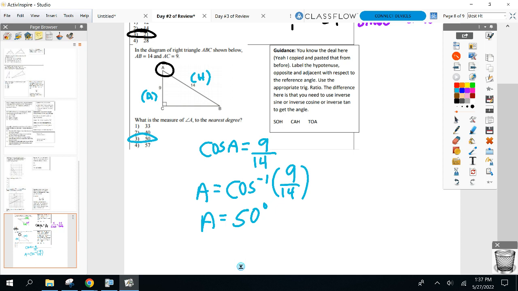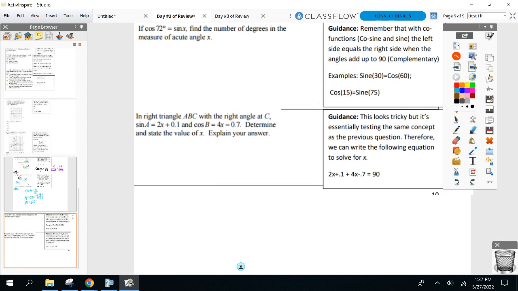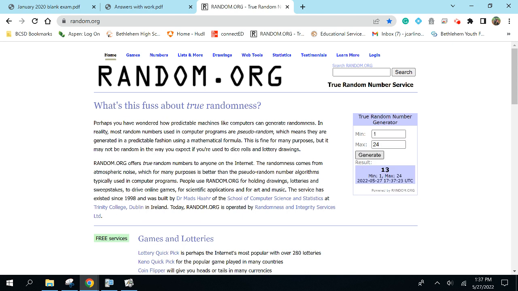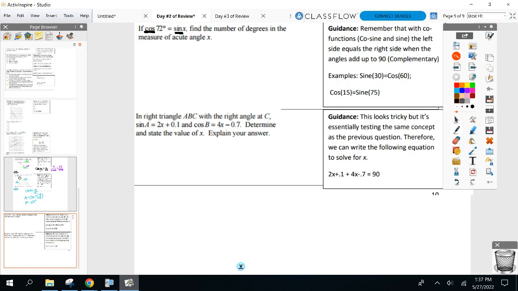All right, let's move on. This is something we've discussed already on the Regents exam. Somebody asked it. I think Mahmood asked it. If cosine 72 equals sine x, what's the value of x? What do you guys see? Cosine equal to sine. Only one instance that happens when I know what about the angles? There you go. X equals 90 minus 72. 18 degrees.